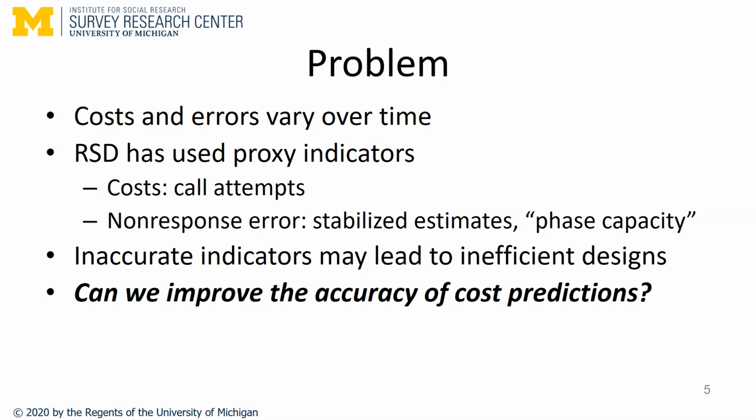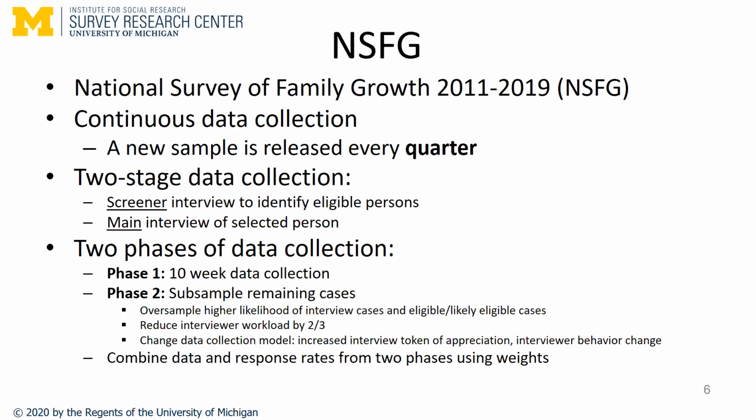So there's been some research on this topic, including research specific to the NSFG. And the problem is that inaccurate indicators, if you're using a proxy indicator, might lead to an inefficient design. And so the particular problem we're interested in addressing today is, can we improve the accuracy of cost predictions?